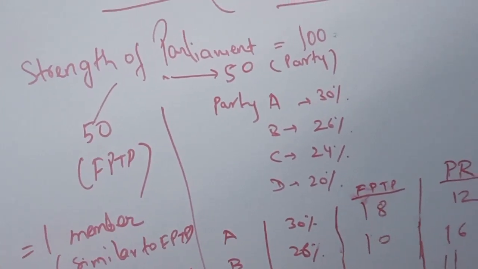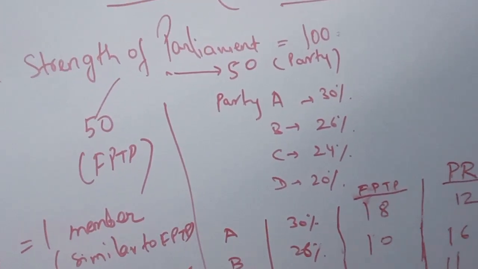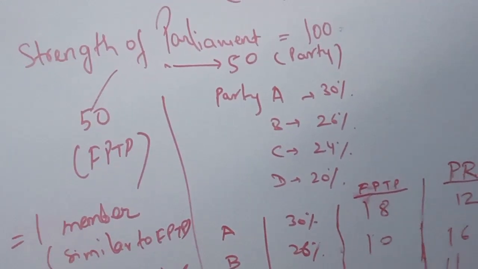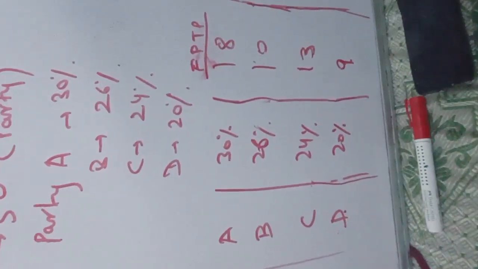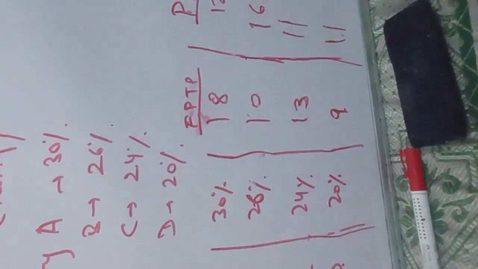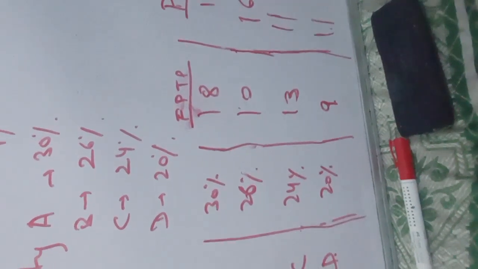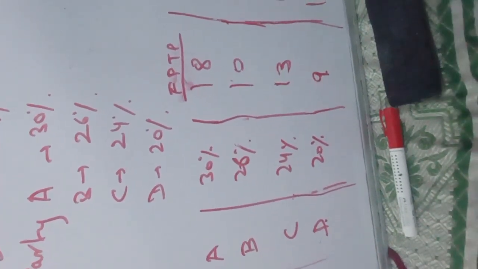These parties will be given preferences by the voters, and if party A secures 30% of the vote, party B 26, party C 24, party D 20%, then based on these percentages the parties will be represented in the parliament. So for example, based on FPTP, if 18 members of party A are selected, party B 10, party C 13, party D 9.